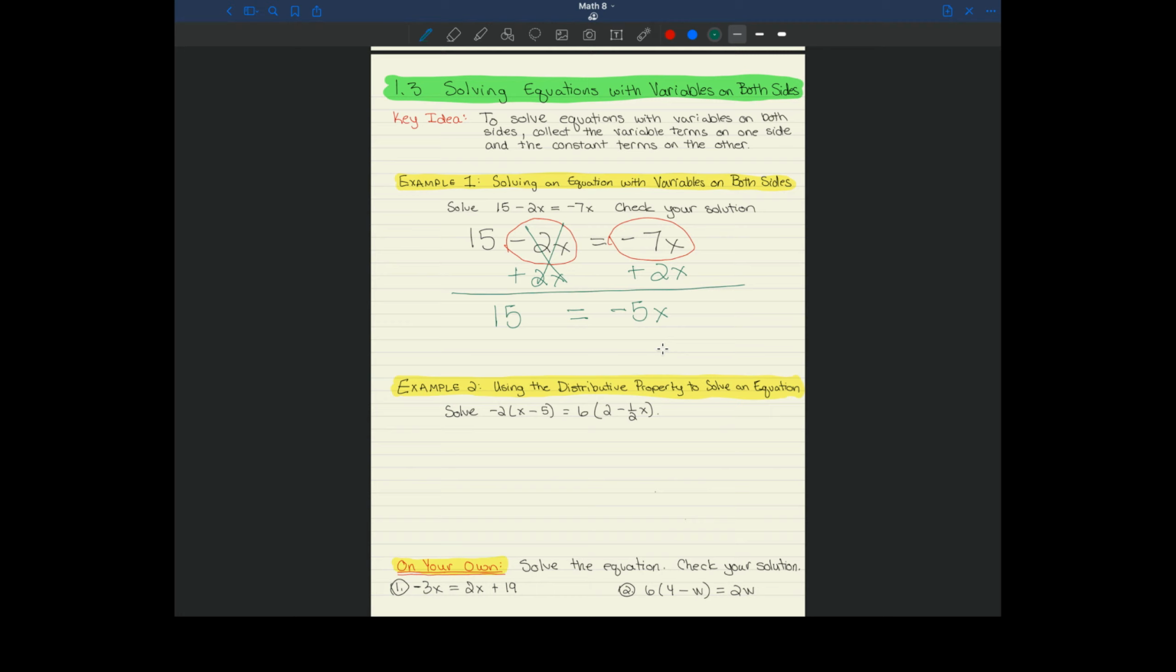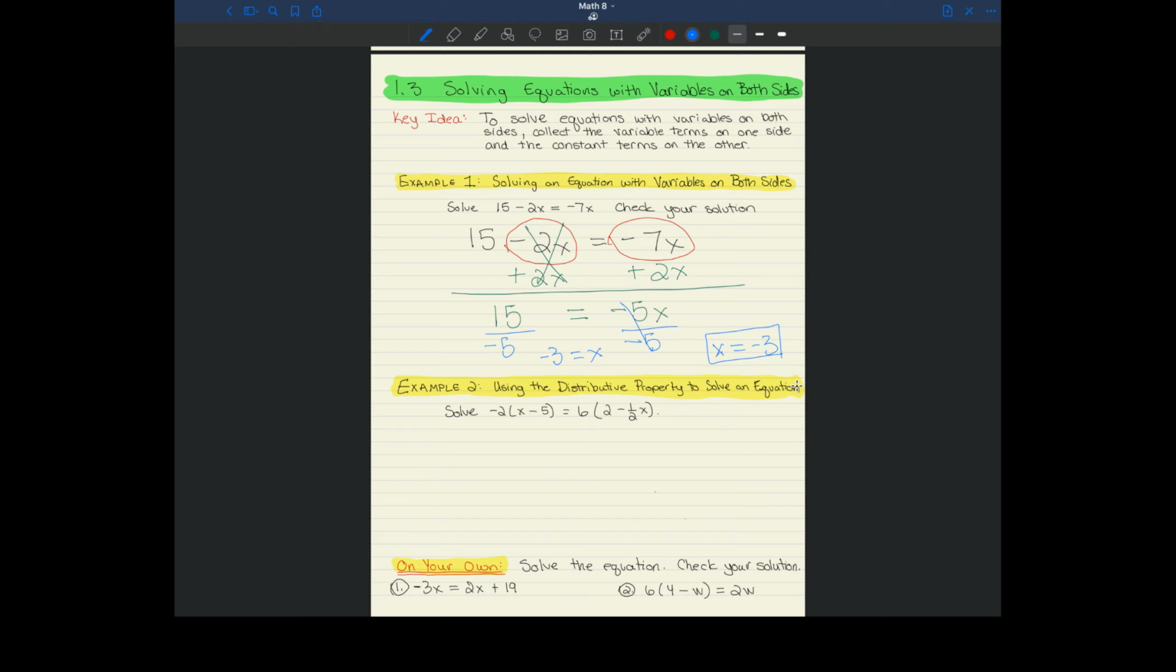We're not finished. We still need to get the x alone. Right now it's being multiplied by negative 5. Well, the inverse of multiply is divide. So I need to divide both sides of my equation by negative 5. When I do that, I'll find out that negative 3 equals x, or x equals negative 3.